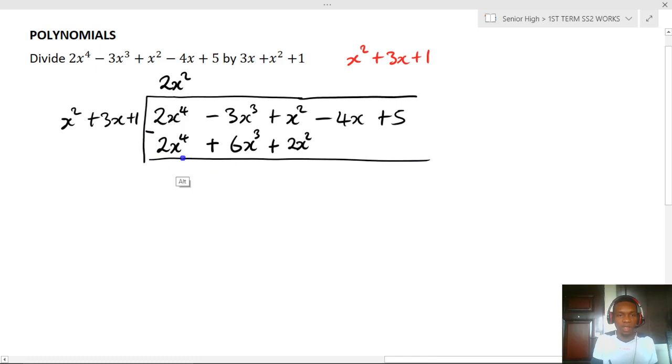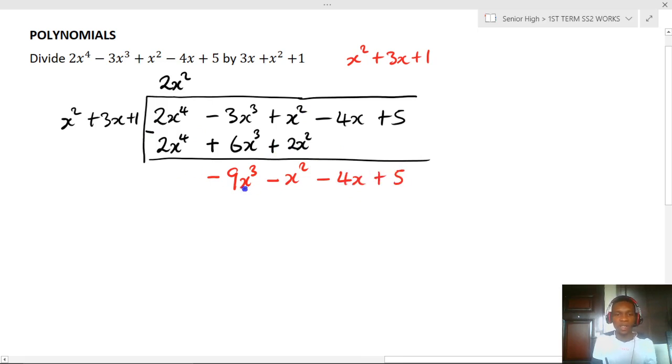In subtracting, we have that 2x raised power 4 minus 2x raised power 4 is 0. Then minus times plus here will give us minus, so it's like saying minus 3x raised power 3 minus 6x raised power 3, and that will give us minus 9x raised power 3, or minus 9x cubed. Then x squared minus 2x squared will give us minus x squared. And then we can bring down the remaining values, which is minus 4x plus 5.